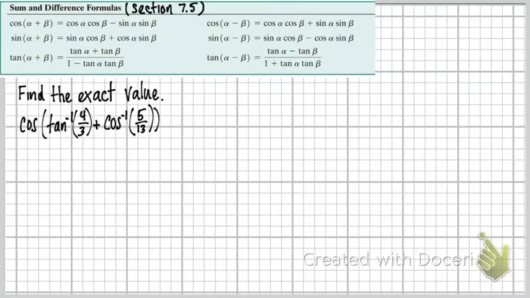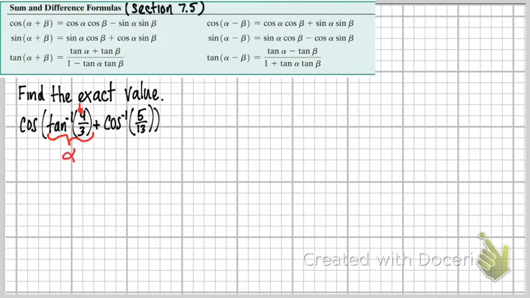So now we're going to do a few more problems from section 7.5. What we're going to do first here is take a look at these two here. I want you to see something here. Keep in mind, when we talk about inverse functions, right here we plug in a ratio and we get out an angle measure.